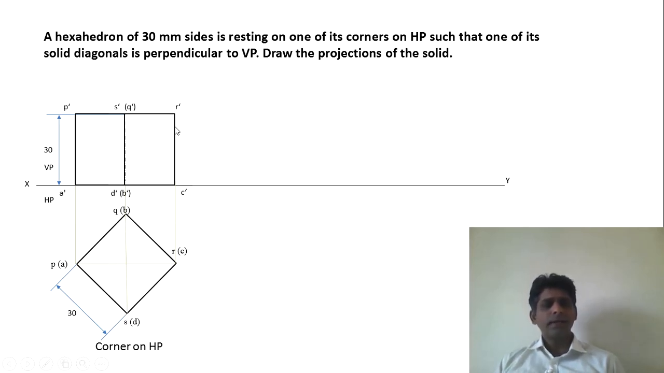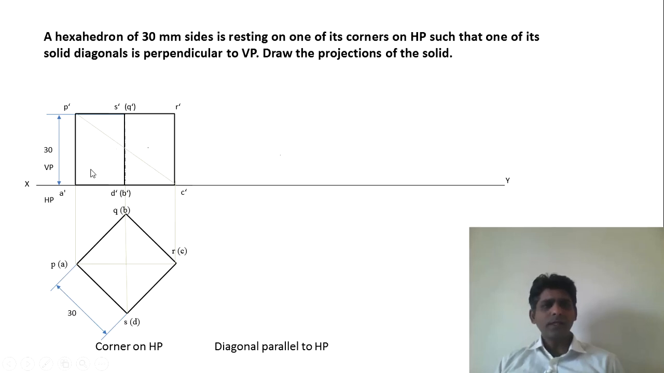So you can see S dash, D dash and Q dash, B dash are the corresponding points in this front view. So once you draw the initial views, now we have to consider the solid diagonal, that is P dash C dash. So consider the solid diagonal. Now this view has to be reconstructed here.